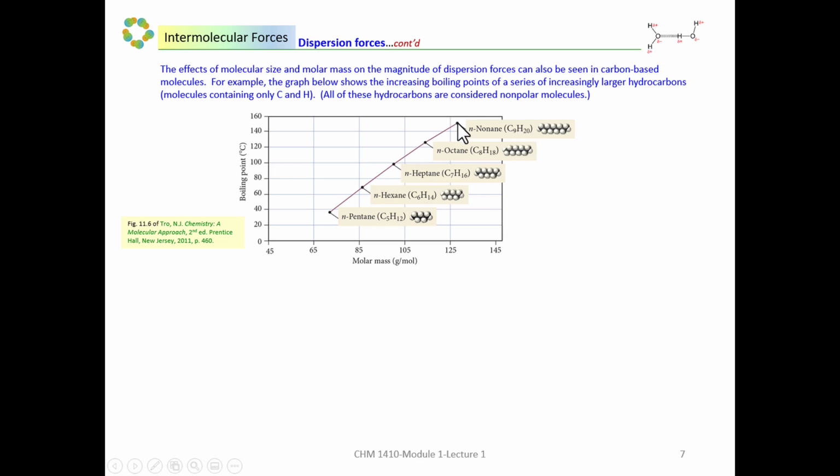It has a boiling point of about 150 degrees. That's 50 degrees higher than the boiling point of water. So all of these are considered nonpolar molecules. That may not be immediately obvious, so we'll just tell you. So they all only have dispersion forces, but the dispersion forces, which increase with increasing molar mass, actually become quite significant and give octane and nonane fairly high boiling points.